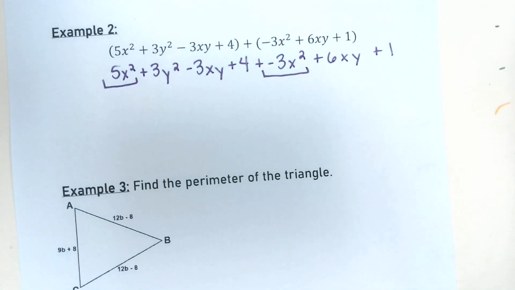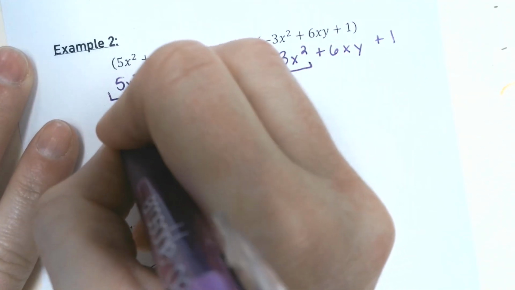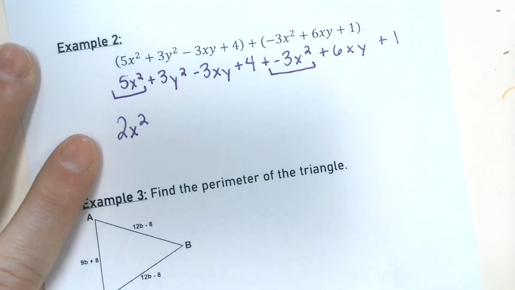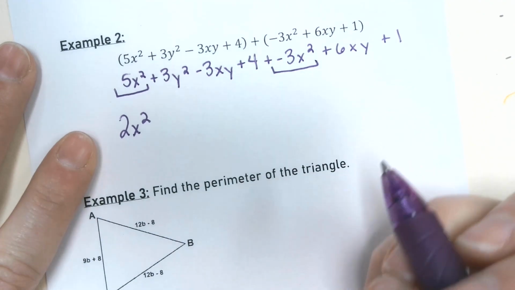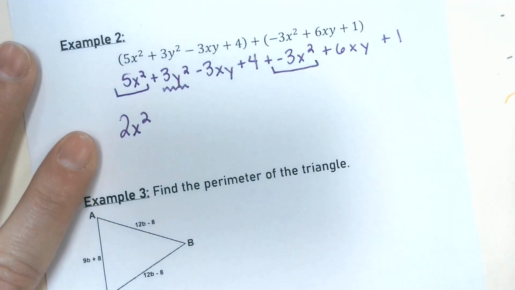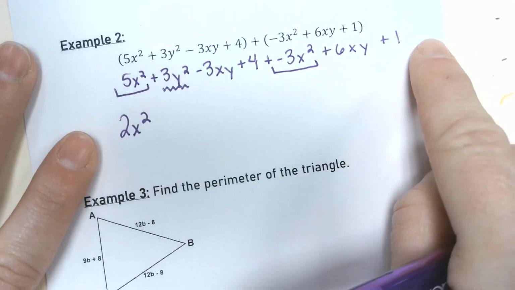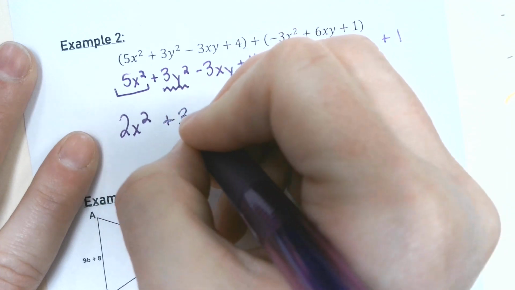So I have a 5x squared and a negative 3x squared. So 5 minus 3 is 2. Then I'll do my y squared. That's the only y squared, so I don't need to combine it with anything. So just carry it down.